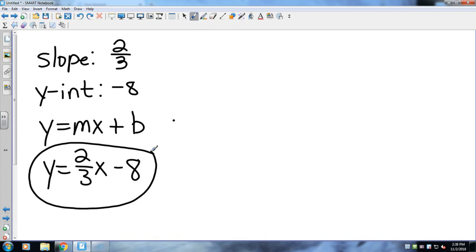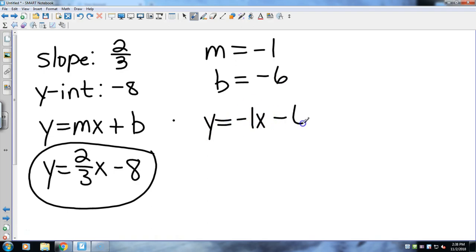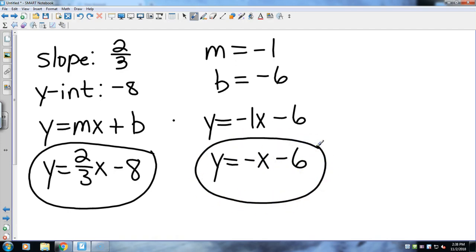Now that may seem really simple, and it is. Maybe they tell you what m is, and maybe they tell you what b is. It just depends on the wording. And so now we throw it in as y equals -1x minus 6. Now we would simplify that because we don't put -1s out there. It would just be -x minus 6. And so we're just taking the two pieces of information and plugging them back into y equals mx plus b.